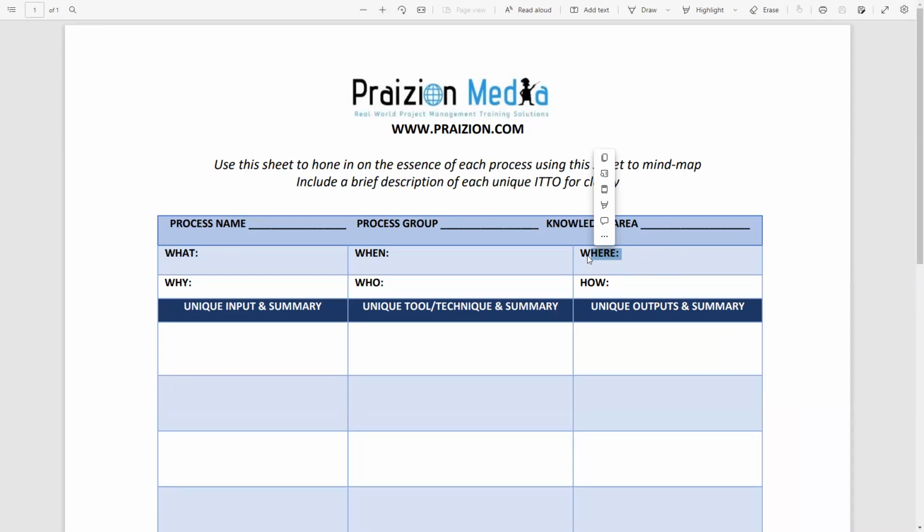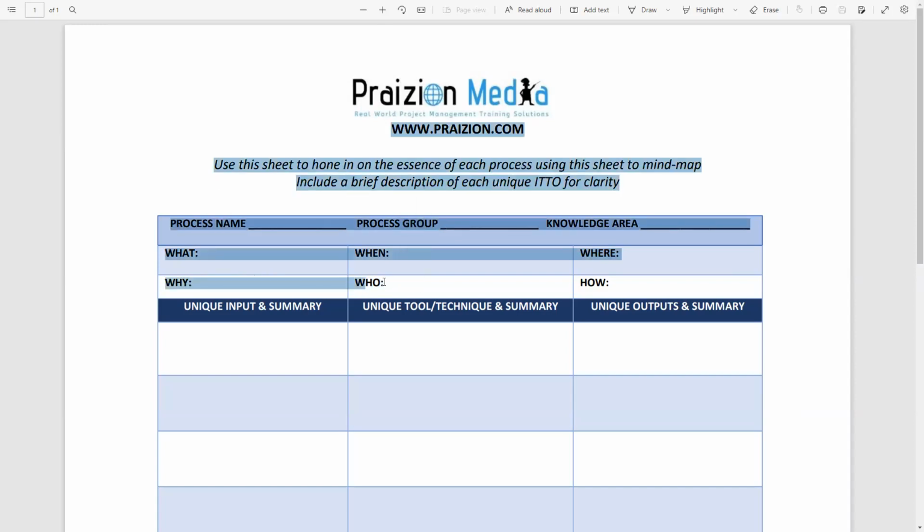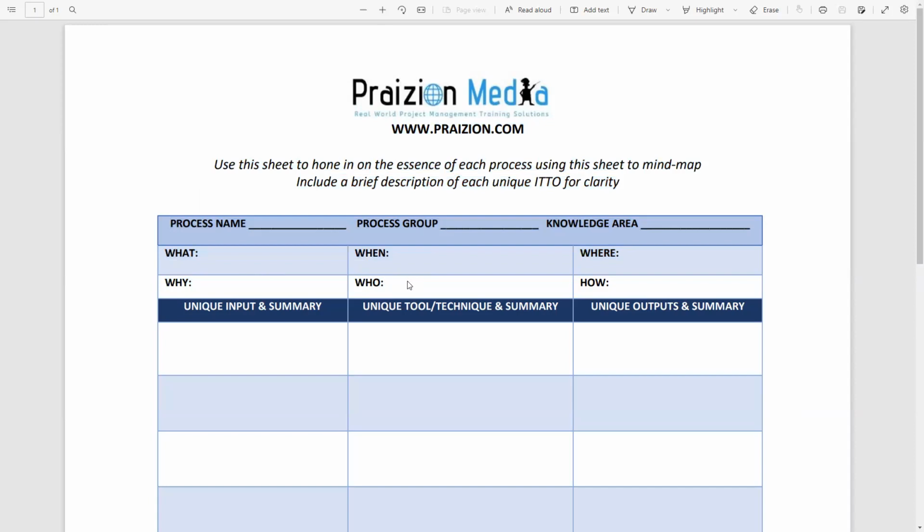Where does the document that you will get out of this reside? Why are you doing this process? Who is responsible? Is it the project manager? Is it the team? Is it the sponsor? Is it the customer? How will this be done?